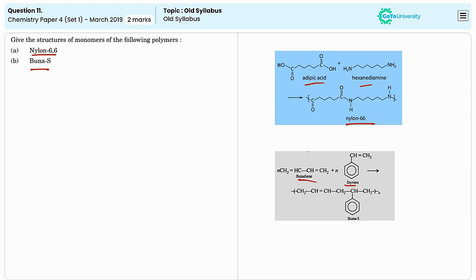So for writing the monomers of nylon 66, you will get 1 mark, and for writing that of Buna-S, you will get the next 1 mark. So the total mark will be 2.